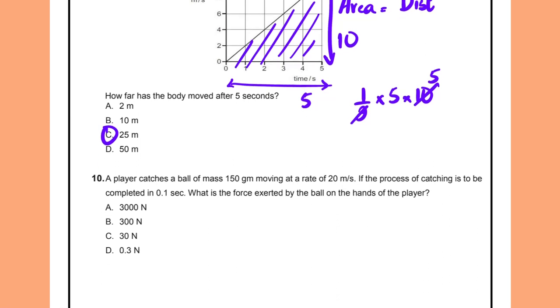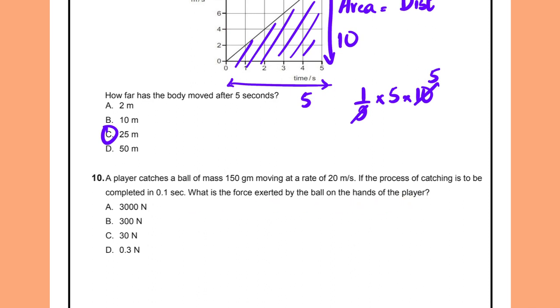Question number 10. A player catches a ball of mass 150 grams moving at a rate of 20 meters per second. So this is really its speed. If the process of catching is to be completed in 0.1 seconds, what is the force exerted by the ball on the hands of the player?